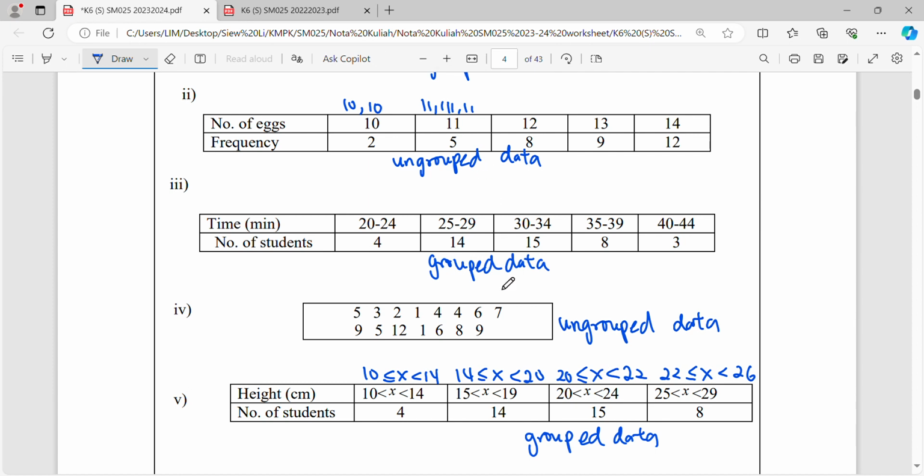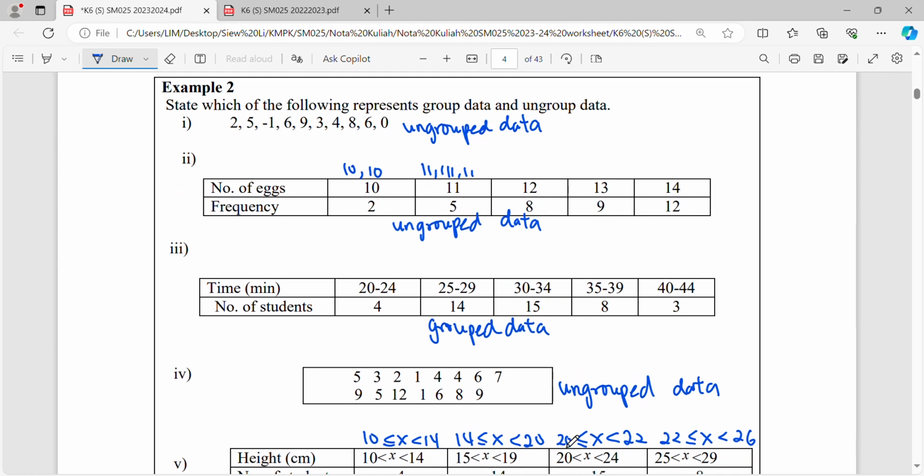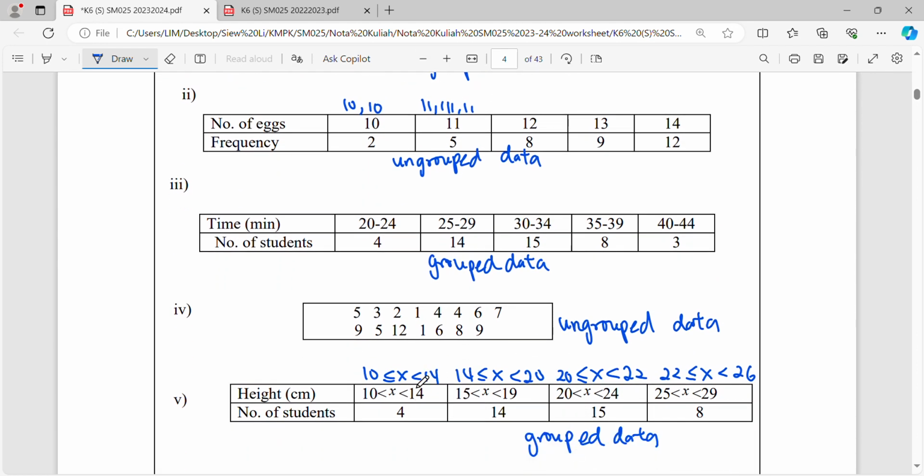Okay, so from here, our purpose is that you need to identify ungrouped and grouped data. When you're doing grouped data, bear in mind your data is not just written in an interval like 20 dash to 24, it can be in an interval like less than, equal or less than. Also consider it a group. Okay.